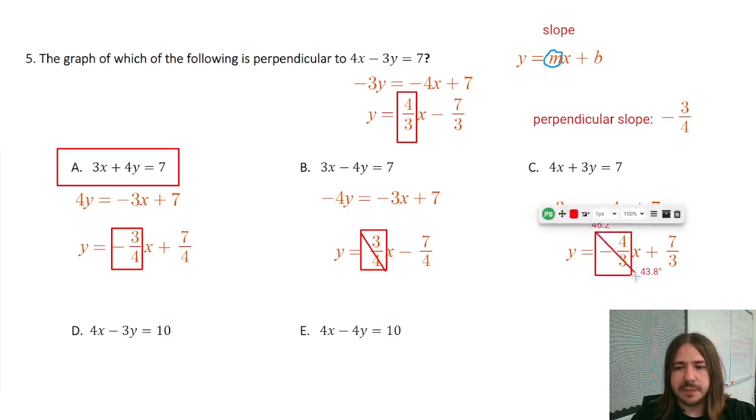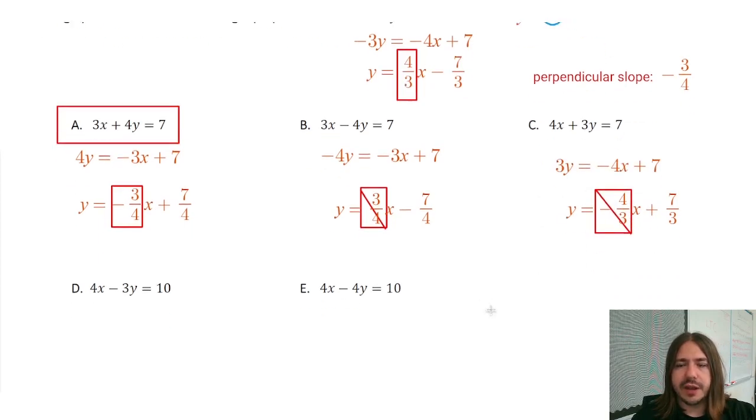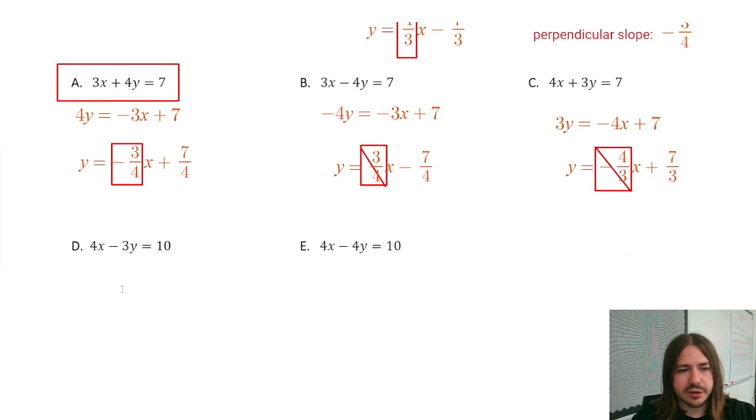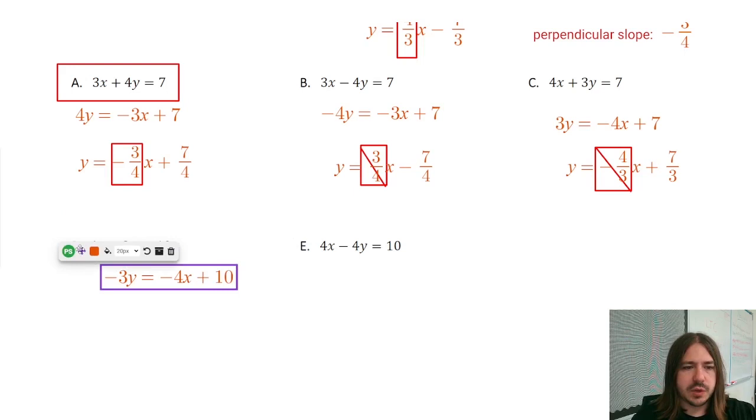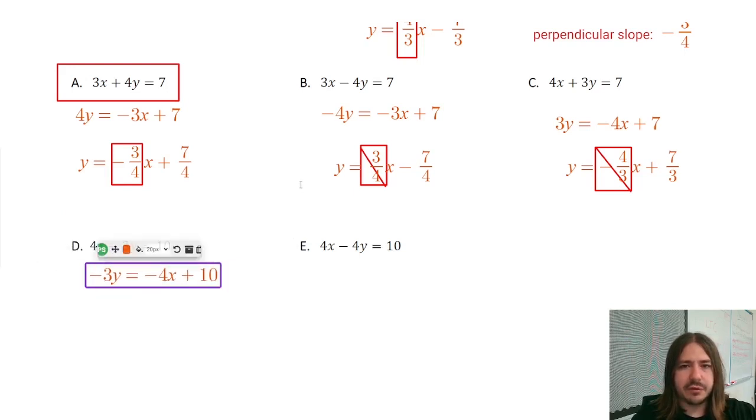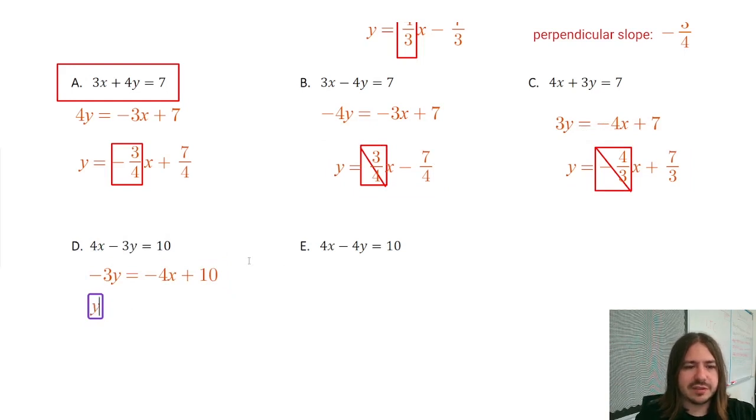And then we'll check D. Pretty confident we got the right answer here, but just to double check, we got negative 3y equals, and then if I subtract that 4x, it should be negative 4x plus 10. Then finally dividing by 3. Here's one where it is the opposite again, but not the reciprocal. We had one that was the reciprocal but not opposite. This one was opposite but not reciprocal. This one I think actually ends up being just the same.